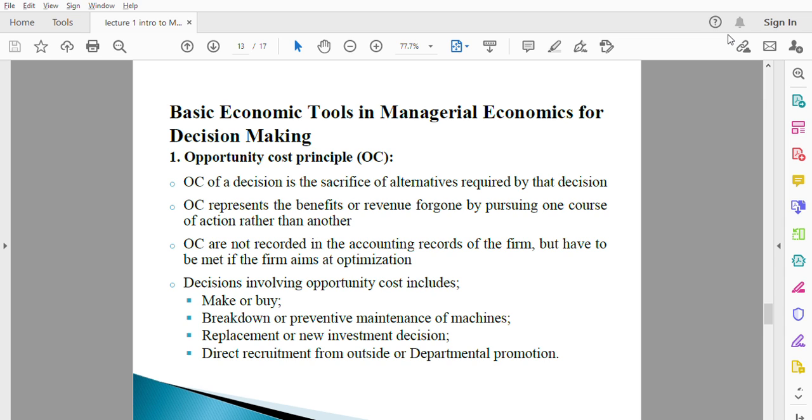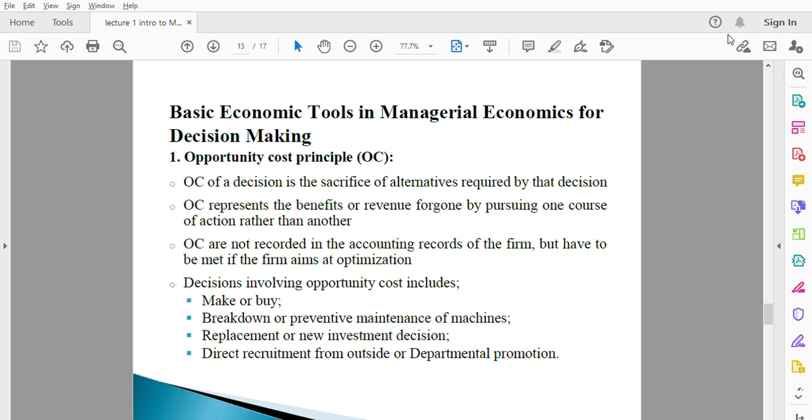Remember, the opportunity cost is not the cost you are incurring, but the sacrifice you are making, the alternative, the other decision you could have made, you didn't make, and because of that you are losing some amount of money. That is opportunity cost. And also you can be faced with a replacement or new investment decision. This can also have an opportunity cost.